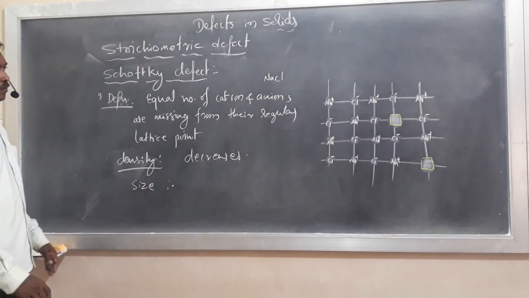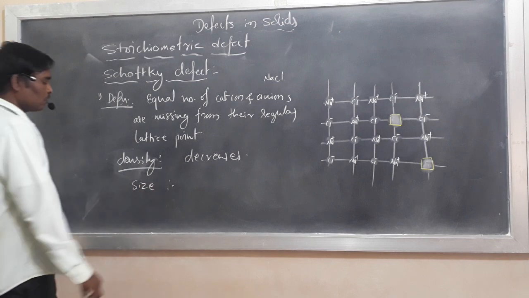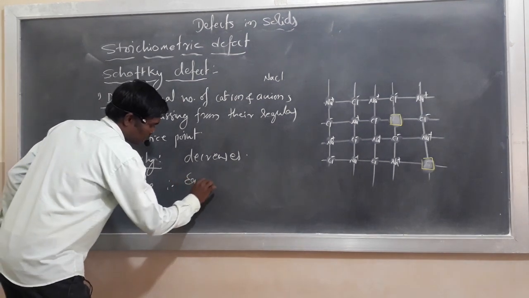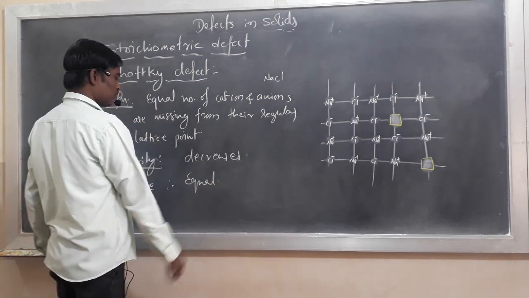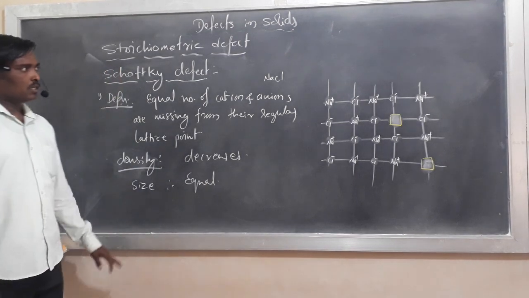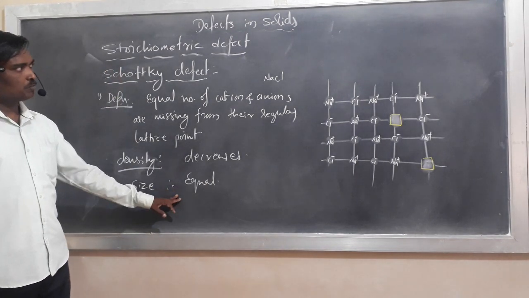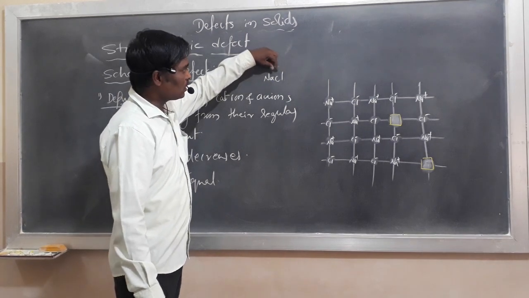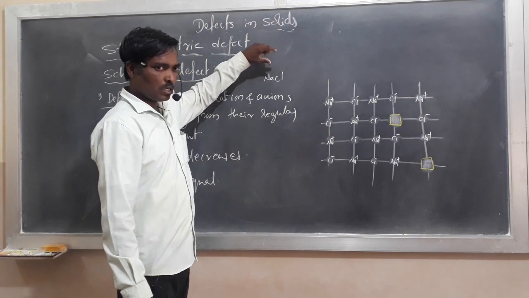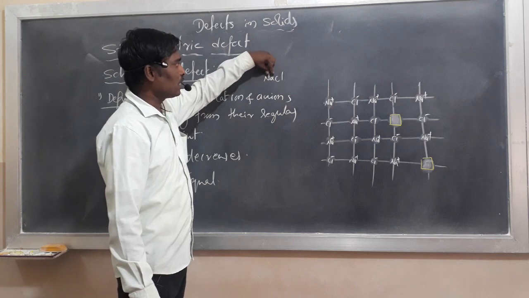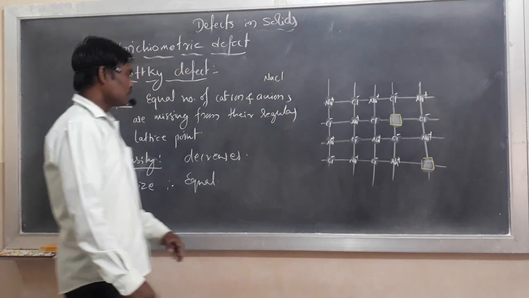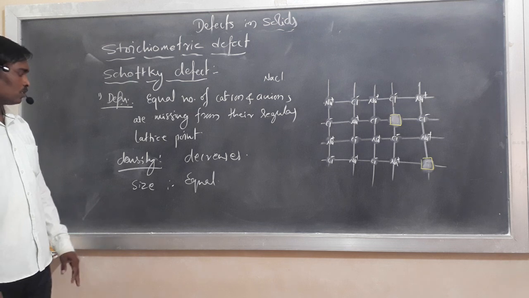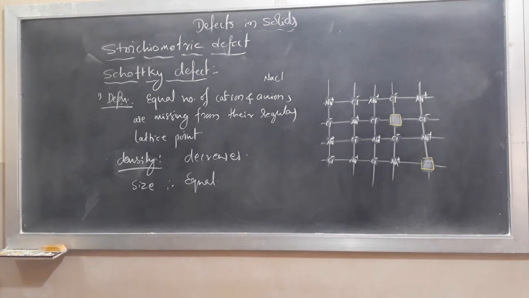This is observed in compounds whose ions are equal in size, equal size of cations and anions. This type of defect is observed in ions which are equal in size. There is not a large difference in the size of anions and cations. Almost, they are nearly equal. Okay, just copy it.